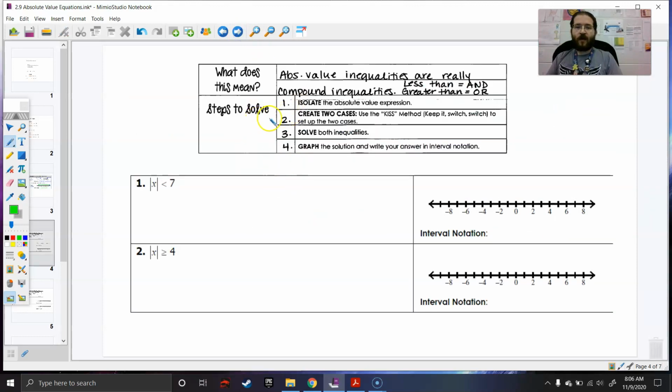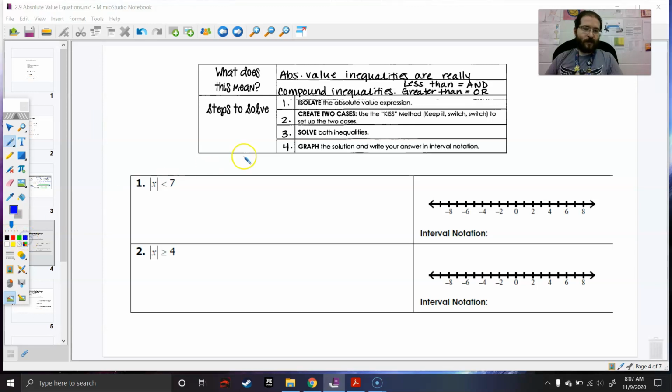All right, so steps to solve. We're going to isolate the absolute value expression, and then we're going to create two cases. They called it the KISS method, which is keep it, switch, switch, to set up the two cases. Then we'll solve, and then we'll graph.